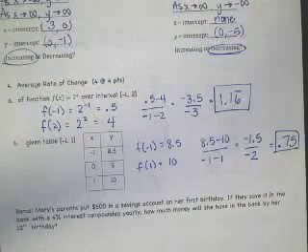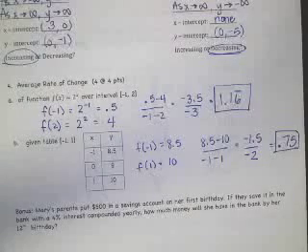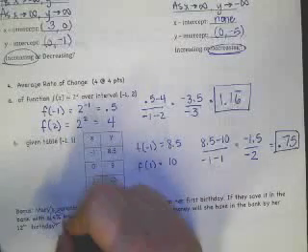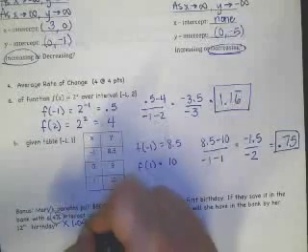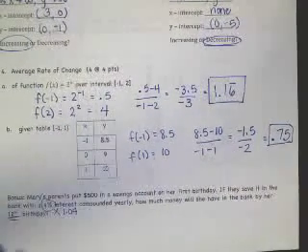Okay. Mary's parents put $500 in a savings account on her first birthday. If they save it in a bank with a 4% interest compounded yearly, how much money will she have in the bank by her 12th birthday? So 4% means we're going to multiply by 1.04, and her 12th birthday.